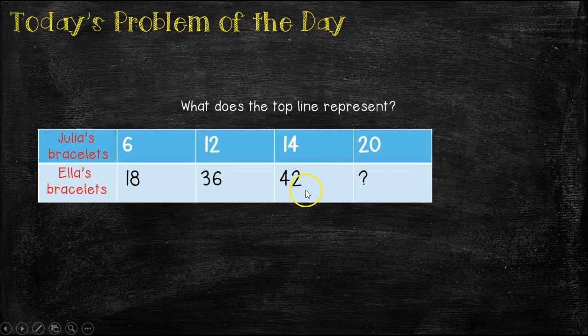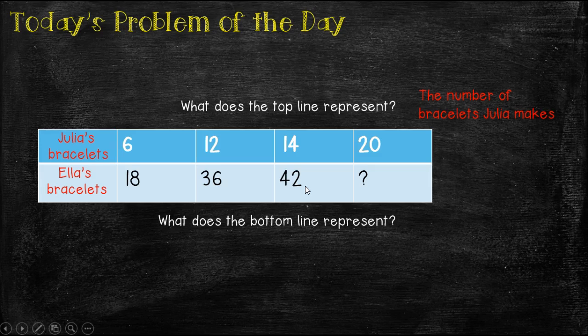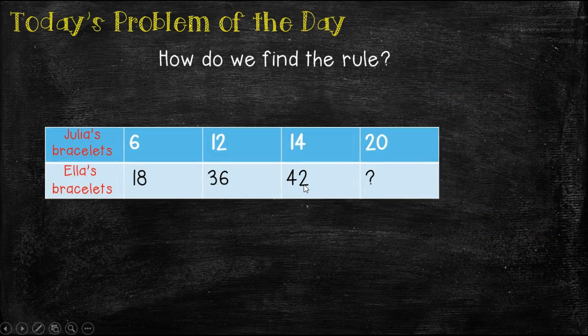So what does the top line represent? The top line represents the number of bracelets Julia makes, and the bottom line represents the number of bracelets Ella makes. So how do we find the rule? Well, remember, just like we did yesterday, we're going to see if we can figure out what is going on in our table. So if we go from 6 to 18, we know we could be adding 12, or we could do something else. That's right, we could be multiplying by 3, because 6 times 3 equals 18, and 6 plus 12 also equals 18.